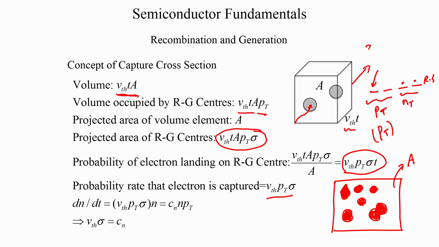Now, the probability rate times the number of electrons per unit volume is essentially a measure of dN by dt. So, dN by dt then becomes Vth into Pt into sigma into n, which according to our old definition was Cn n into Pt. If you remember many slides back, we said that this is the rate at which electrons are captured. So, this is only capture of electrons, the rate at which they are captured, or trapped.